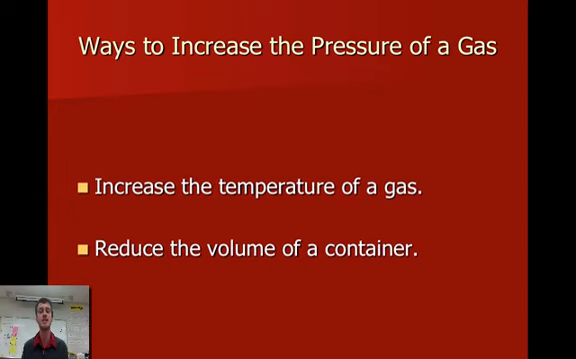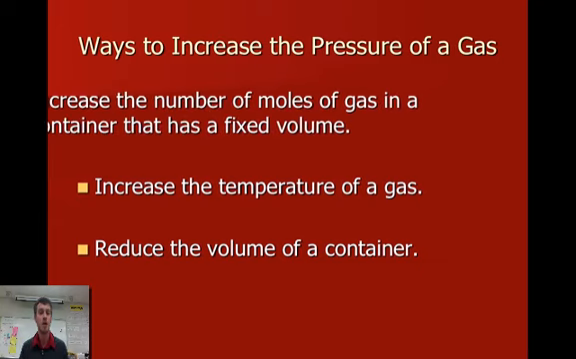I can also increase my pressure by increasing the temperature of the gas. Remember, if I increase my temperature, I increase my energy. If I increase my energy, then they're going to hit the sides of my container with more energy, and that's going to cause an increase in pressure as well.